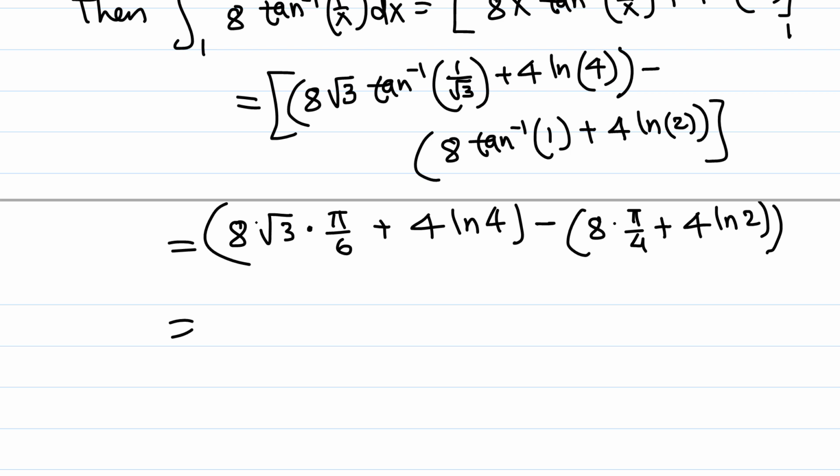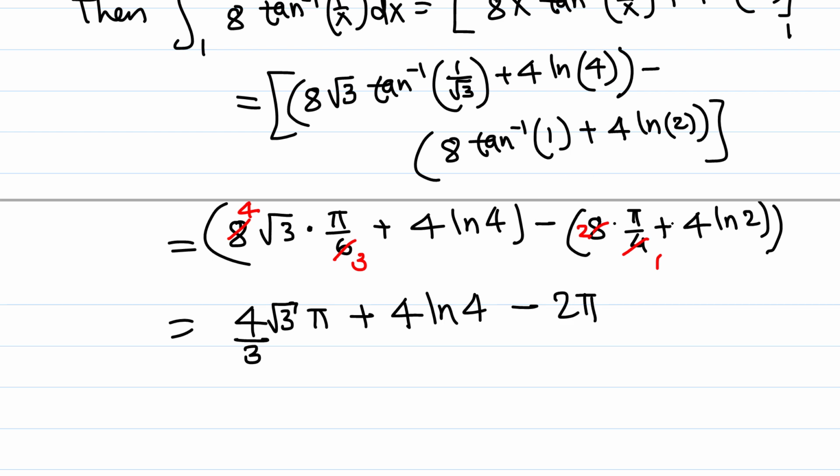Okay, here we can do something. 2 goes 4 times, 2 goes 3 times, 4 goes once, twice. So this is 4 root 3 pi over 3, 4 root 3 copies of pi. Okay, here is 3 as well. Okay, 4 over 3 root 3 pi, or yeah, this is fine. Plus 4 natural log of 4 minus 2 pi, minus, plus minus here 4 ln 2.